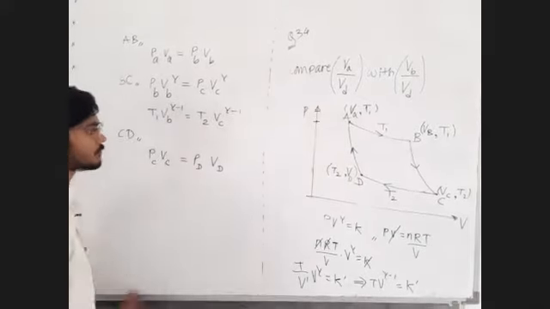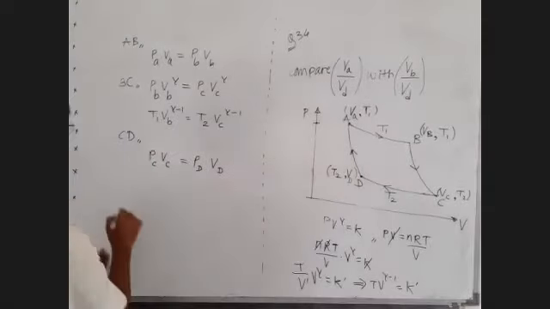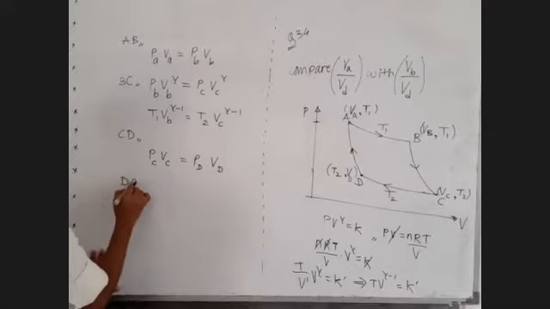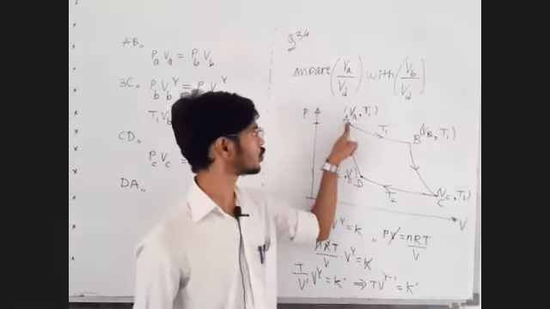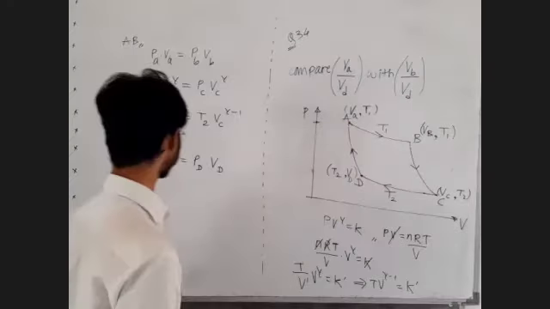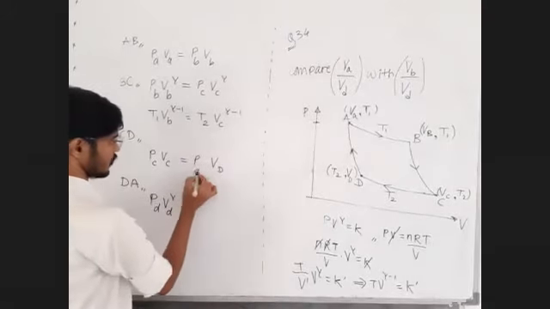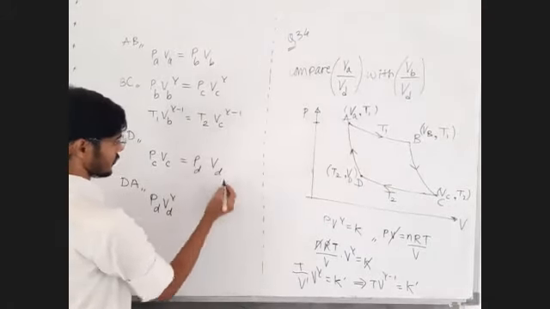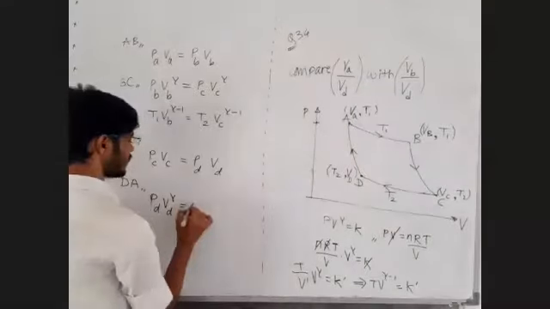Okay, sir. Fine. Now again the adiabatic curve D to A. Again you can write P1 V1 raised to gamma is equal to P2 V2 raised to gamma. So let us write that PD VD raised to gamma. Now small d, capital D, just don't get confused. Everything is the same. PD VD raised to gamma is equal to PA VA raised to gamma.